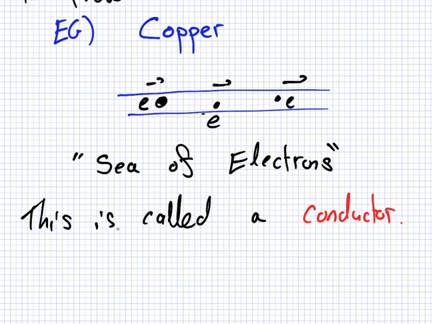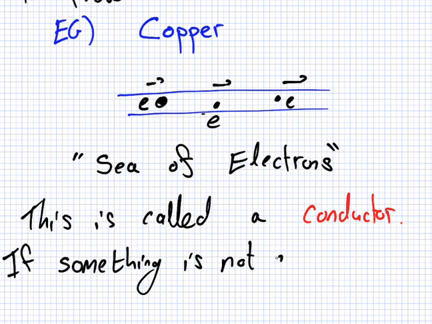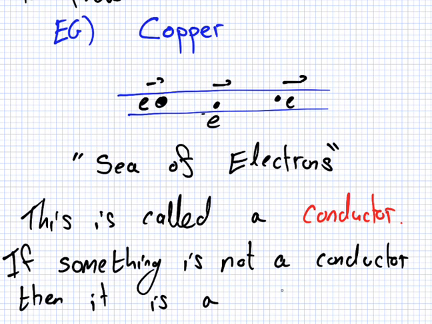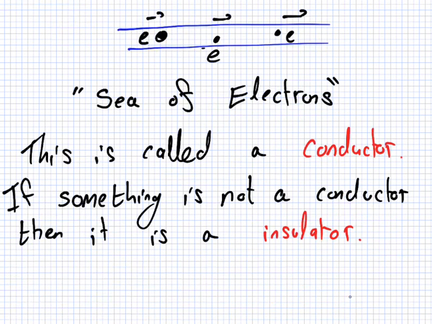And the opposite, if something is not a conductor, it's an insulator, yeah. Got an example of a good insulator? Plastic. Yeah. Plastic.